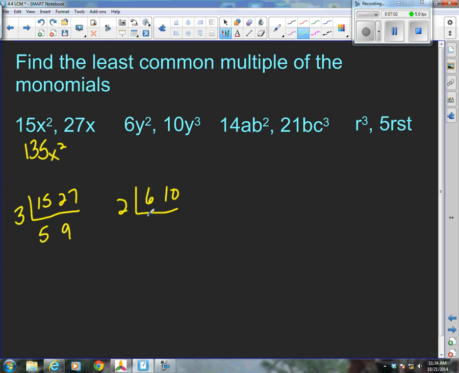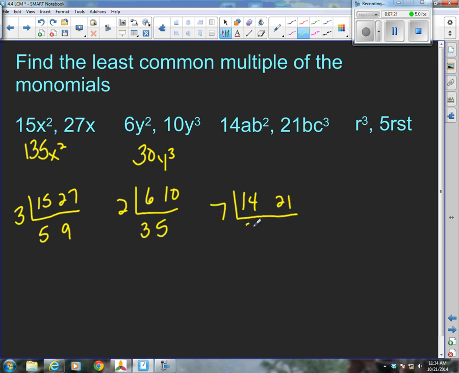Okay, again, I want to take 6 and 10 here. 2 goes into that, 3 and 5. I'm finished. 5 times 3 is 15, times 2 is 30. 30 is the LCM of 6 and 10. I take the largest of what I see up here, and that's going to be y cubed. And that's my answer.